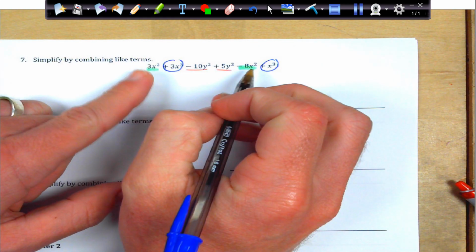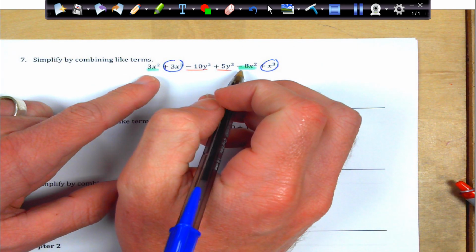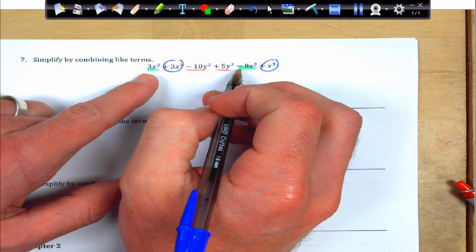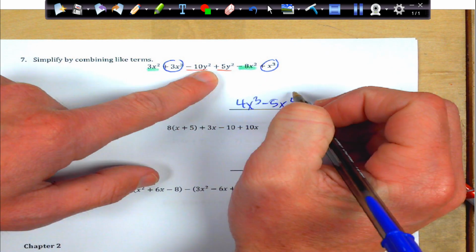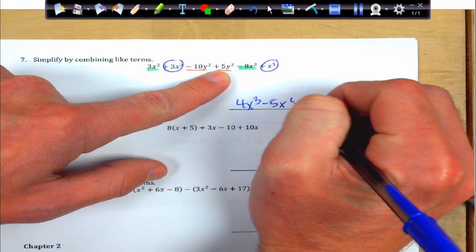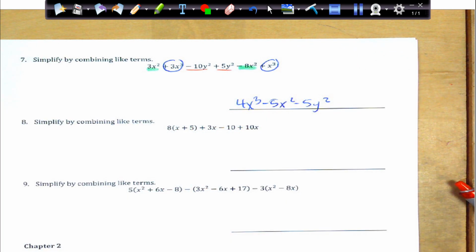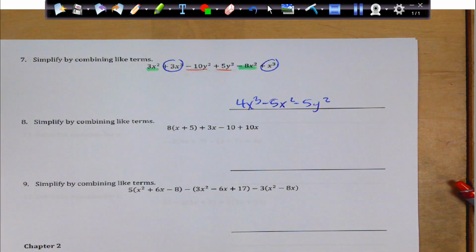And then I'm going to go alphabetical order. So x would be next. X squared, 3x squared minus 8x squared, that's going to be a negative 5x squared. And then negative 10 and a positive 5 is a negative 5y squared. So you kind of want to go in that order. Again, it will be multiple choice on the test, so it won't matter as much.